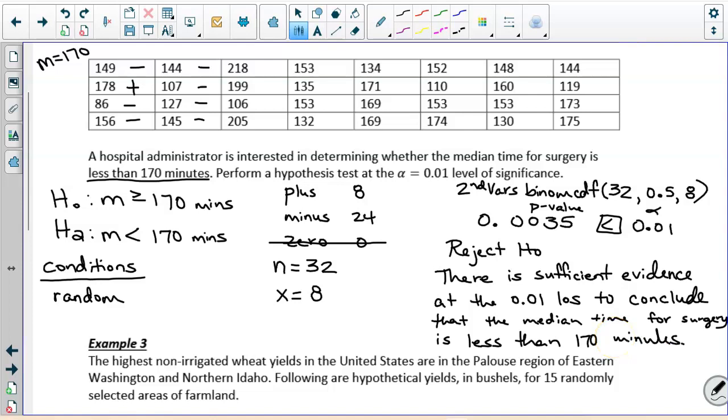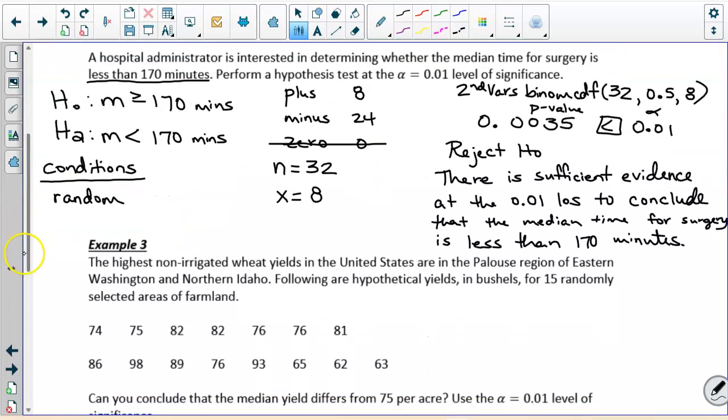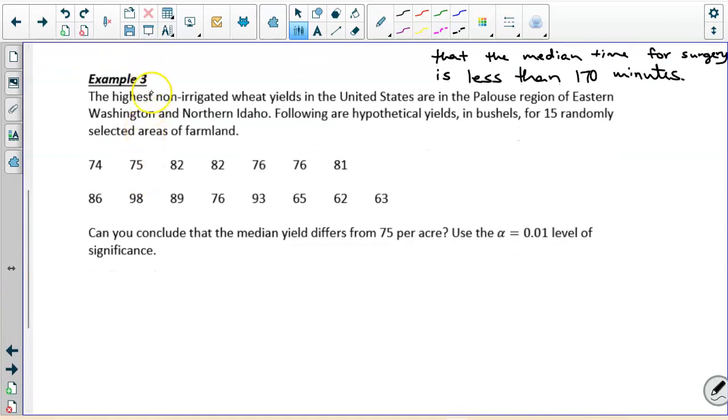Any questions? No? I think it's pretty straightforward once you see the process, right? I just wanted to reiterate what to compare it to, though, right? You don't actually find the median for the data values. It's whatever your claim is, okay? All right, everybody, go ahead and try example 3 for me.